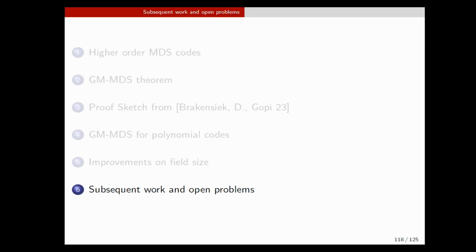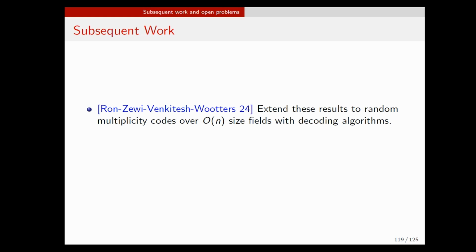I'm out of time, so let me close out with some subsequent work and some open problems. Recently this year, in a very nice work by Brakensiek, Venkatesh and Wootters, there are other families of codes you might have seen, like multiplicity codes, which look not only at evaluations of polynomials but also the derivatives of those polynomials, and in some sense are pretty different from the codes we saw today.